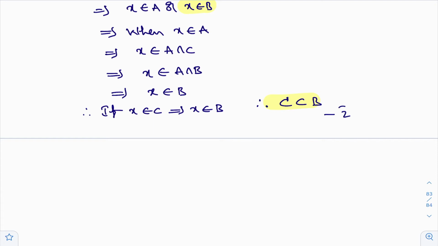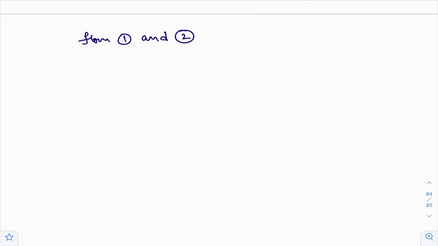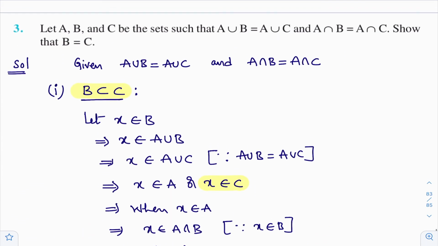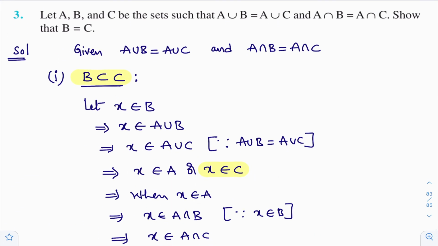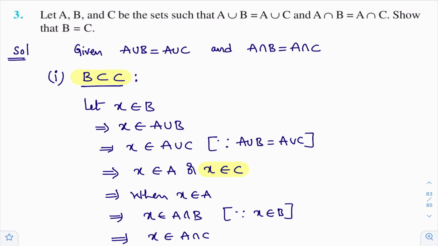From 1 and 2, what we can say? When B is a subset of C and C is a subset of B, then I can say that the sets B and C are equal. So this result holds good only when A union B equal to A union C as well as A intersection B equal to A intersection C. When both hold good, then only B equal to C. I hope you understand this third question.